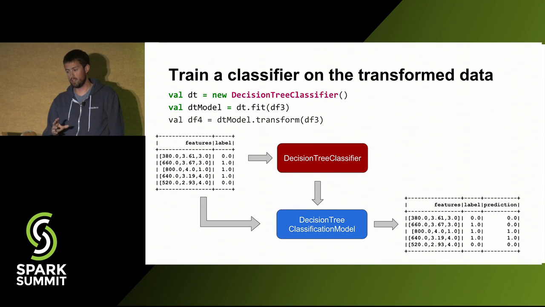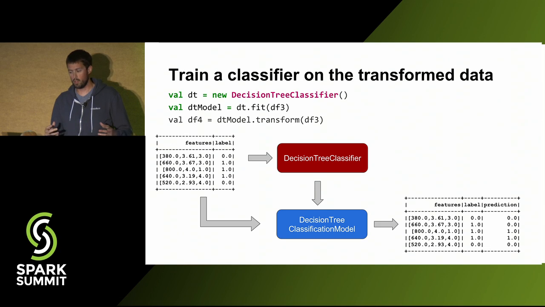Okay, so we're finally ready to actually do some machine learning on this. We're going to use, in this case, a decision tree classifier. And a decision tree classifier is also an estimator because we have to make several passes through our data set to build this tree structure. And then we can hold that tree structure in our decision tree classification model. So the first thing we have to do is call fit on that output data frame from our string indexer. We get a model, and then we can call transform on the same data frame to get a data set that now has our features, our labels, and predictions.